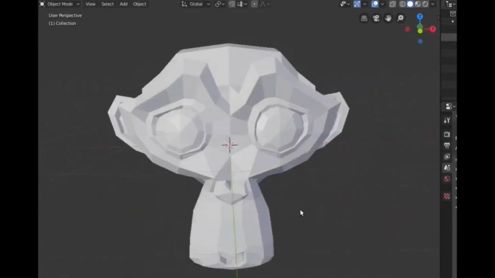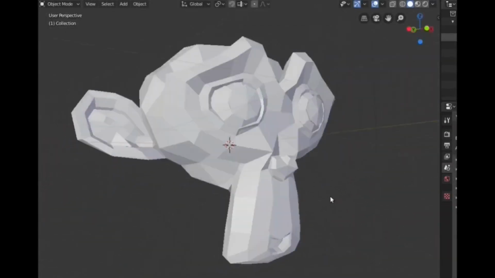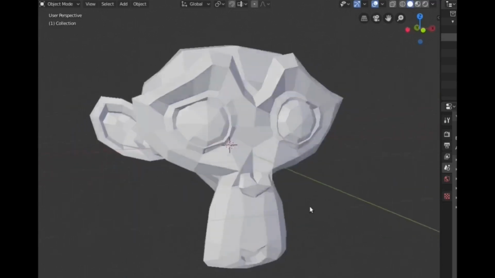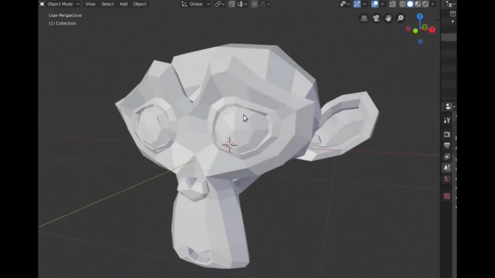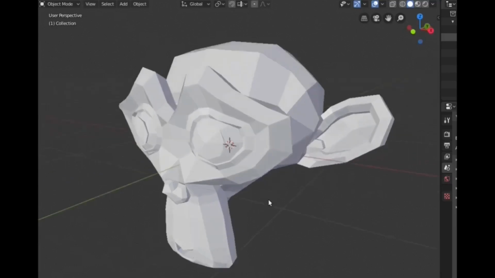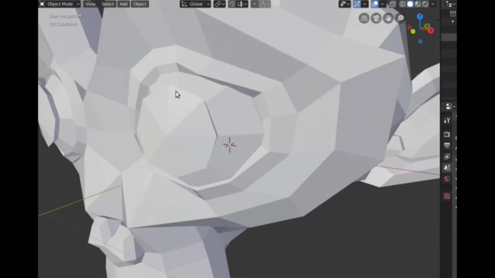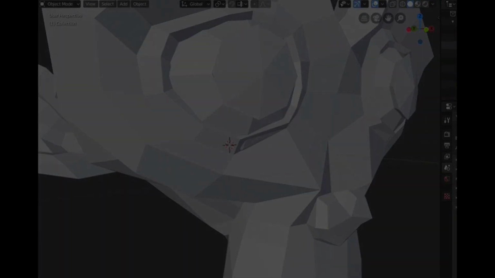Here's a 3D monkey head. You'll notice that it's made up of a bunch of triangles that are attached to each other edge to edge. Look at the eyes here, for example. Triangles attached to triangles attached to triangles. We could build 3-dimensional objects with planes.